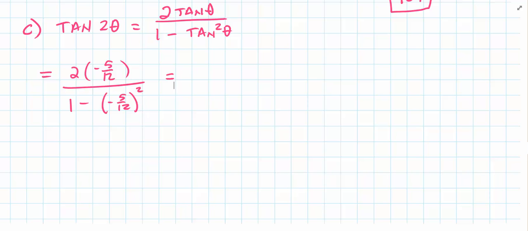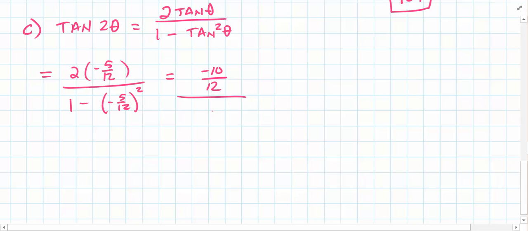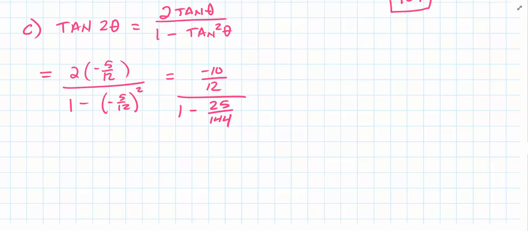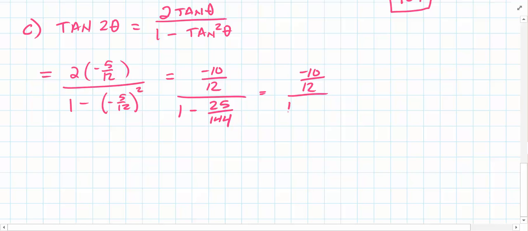You guys following the book so far? Easy enough? So 2 times negative 5/12 is negative 10/12, right? All divided by 1 minus 25/144, when I take 5/12 and square it. The negative part squared, yep, okay. So that's going to be negative 10/12 all divided by 144 over 144 minus 25 over 144. There's that common denominator trick again. It's quite handy in these types of problems. So I'm getting negative 10/12 all divided by 144 take away 25. What do you get?